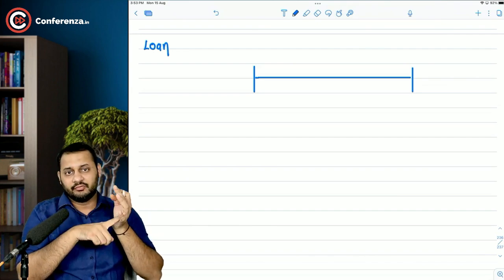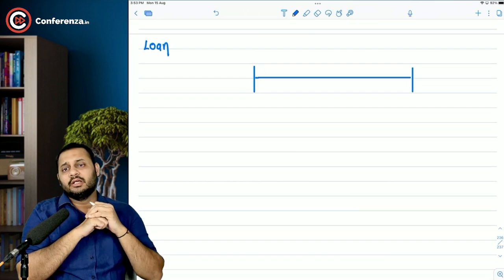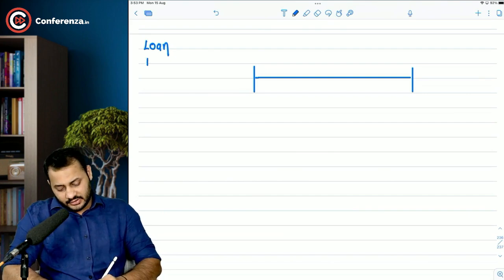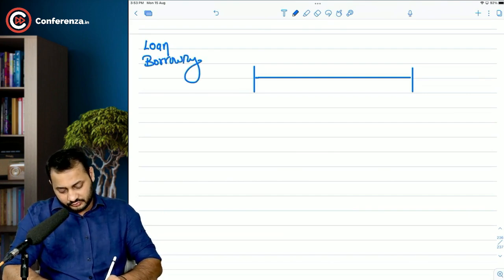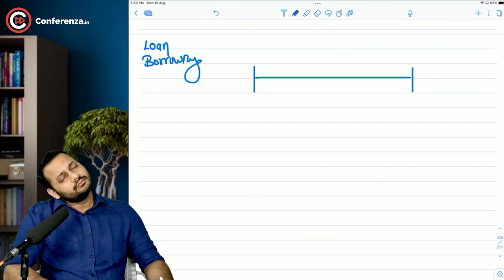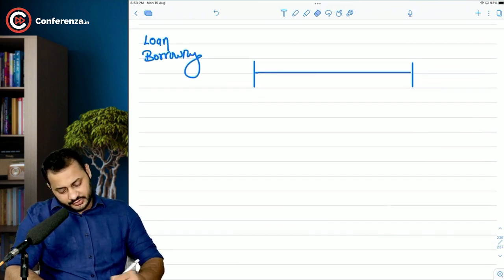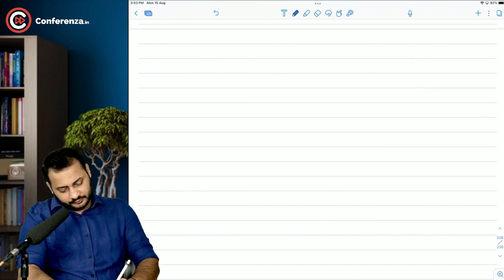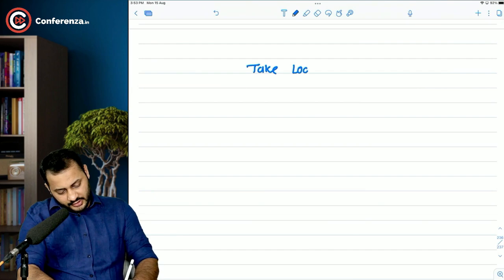One situation where we might need money, so we will be asking for borrowings. Taking a loan from the bank is nothing but borrowings, a situation to borrow. So there are a few terms I think we should write down first before all this. Take loan, another one is give loan.